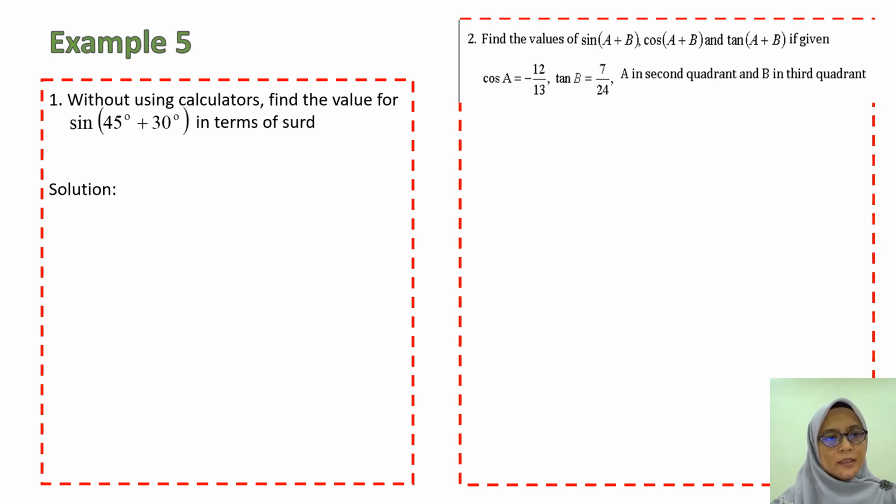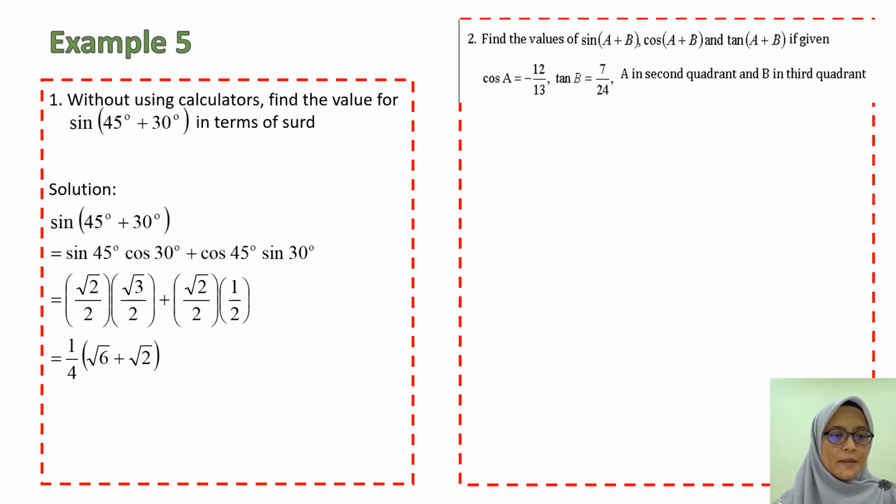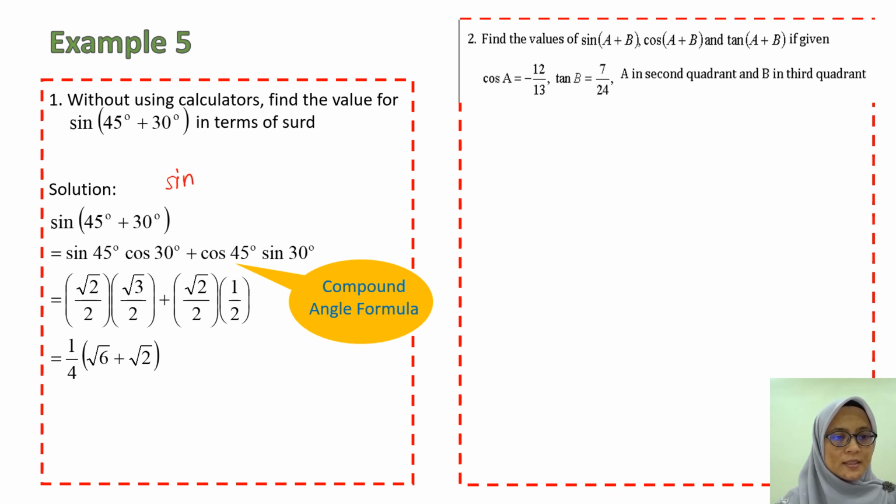Okay, so then we look at example 5. Without using calculators, find the value of sin 45 plus 30 in terms of root. Okay, so this one, first we have to expand, by using the compound angle formula. So use the formula for sin A plus B. We expand and we will get sin 45 cos 30 plus cos 45 sin 30.